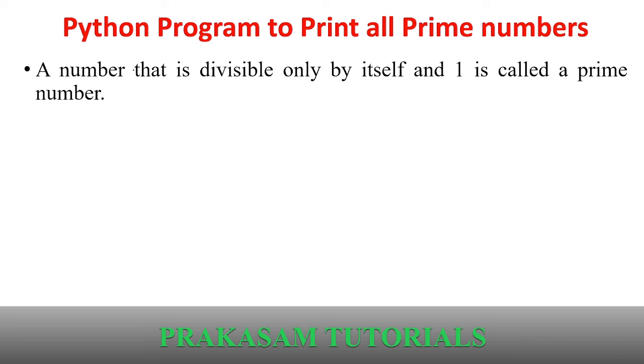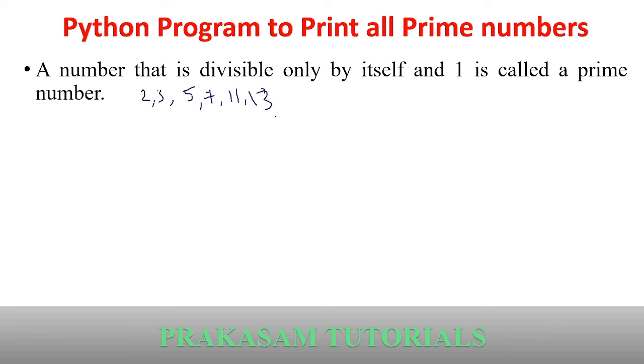Suppose, for example, the prime numbers are 2, 3, 5, 7, 11, 13, like that. So now here, these are the prime numbers: 2, 3, 5, 7, 11, 13, 17, like that. Now here, 1 is not a prime number.